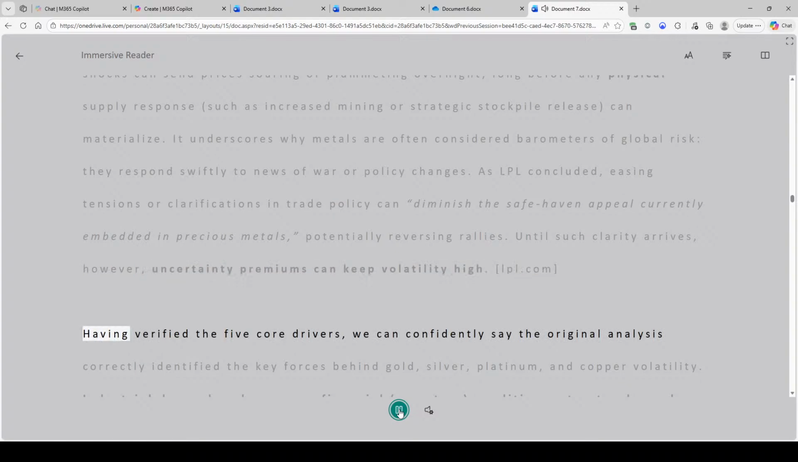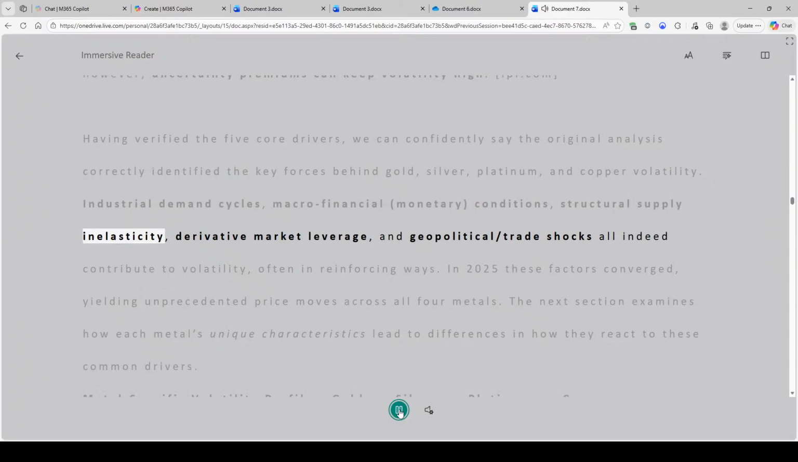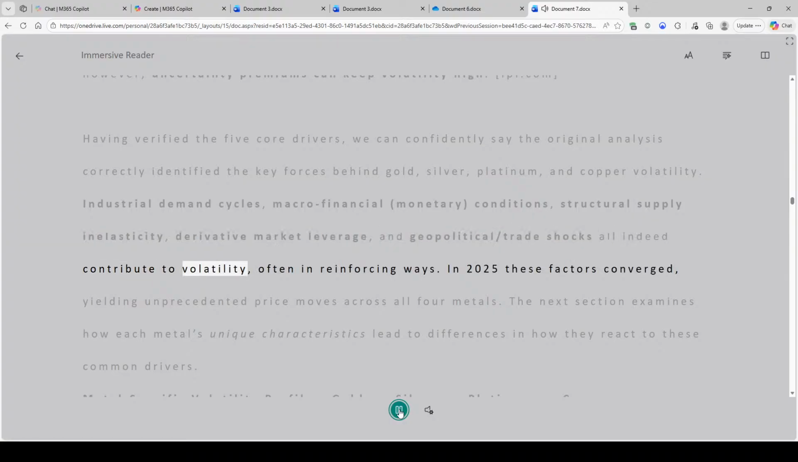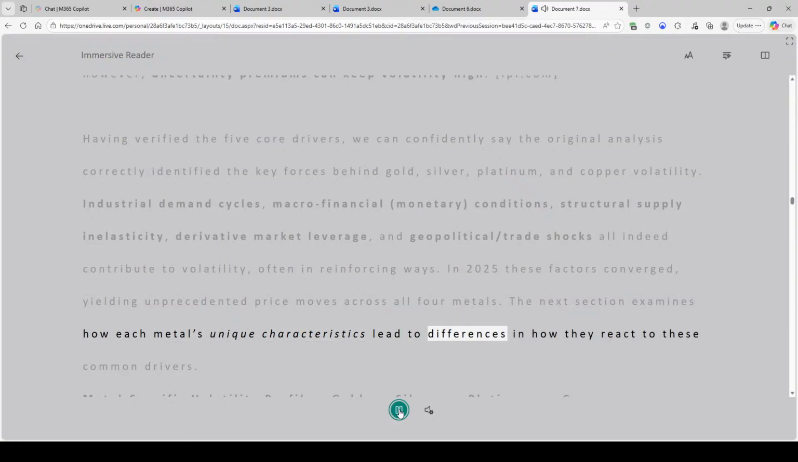Having verified the 5 core drivers, we can confidently say the original analysis correctly identified the key forces behind gold, silver, platinum, and copper volatility. Industrial demand cycles, macrofinancial, monetary, conditions, structural supply inelasticity, derivative market leverage, and geopolitical/trade shocks all indeed contribute to volatility, often in reinforcing ways. In 2025, these factors converged, yielding unprecedented price moves across all 4 metals. The next section examines how each metal's unique characteristics lead to differences in how they react to these common drivers.